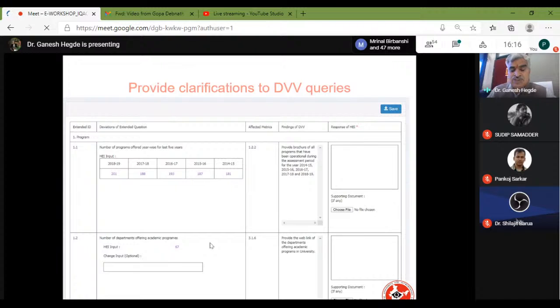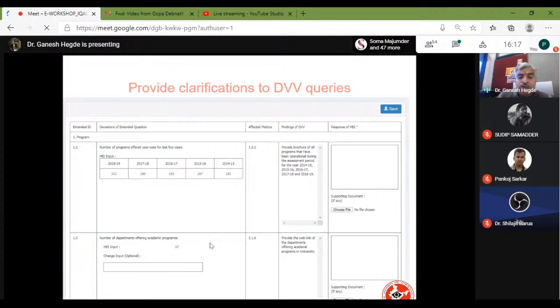So my request to the institution is that kindly prepare the data. Data means the scanned version of the brochures of the previous 5 years, which you have to create, and it should be uploaded on the institutional website and a link provided to the DVV so that the DVV will cross verify all the claims which you have made. Suppose for example in 2018-19 you have said 201. Your brochure should clearly specify that the number of programs is 201. It's not the number of courses, it is the number of programs.